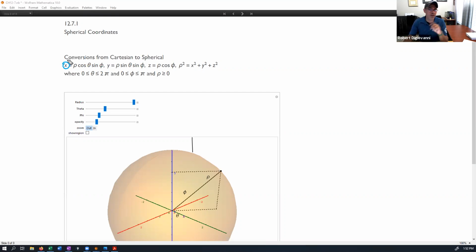You have to replace x not with r cosine theta like it was in polar. It gets replaced with rho cosine theta sine phi. Then you replace y with rho sine theta sine phi. And then you replace z with rho cosine phi.